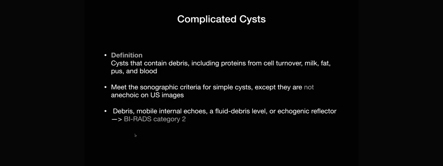Complicated cysts are defined as cysts that contain debris, proteins, milk, fat, or pus and blood. They meet the sonographic criteria for a simple cyst, but they're not anechoic on ultrasound images. Any of what I just showed you qualifies as BI-RADS 2.